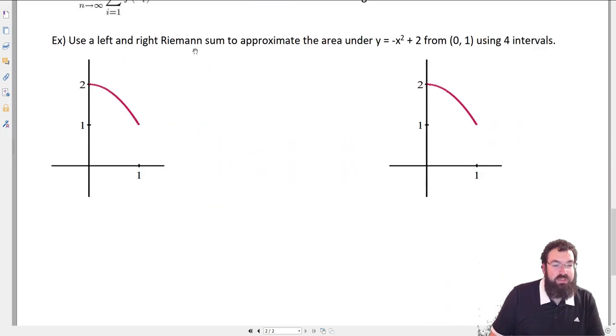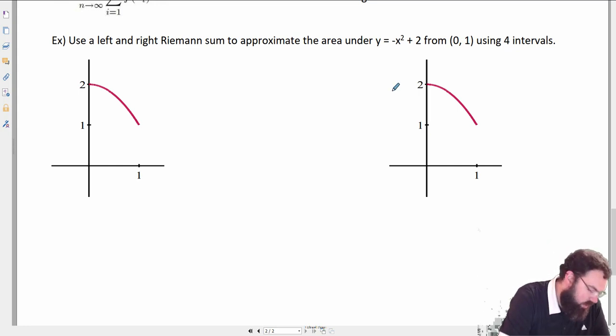All right, so I want to use a left-hand Riemann sum and a right-hand Riemann sum to approximate the area underneath this curve from 0 to 1 using 4 intervals. I think this is the only problem I even have on this paper. Oh, I got one more.